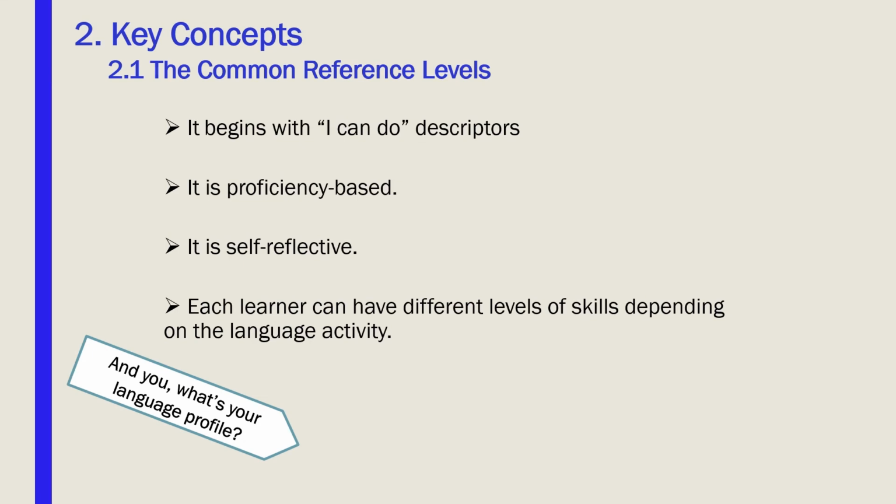So to recap, the common reference levels begin with can-do descriptors. I can do. We often find self-assessment grids beginning with I can do. Je peux faire. Therefore, the common reference levels are self-reflective and proficiency-based, because you should be able to give some evidence of that proficiency. Note that each learner can have different levels of skills depending on the language activity.